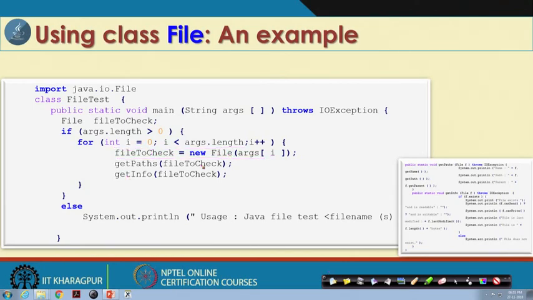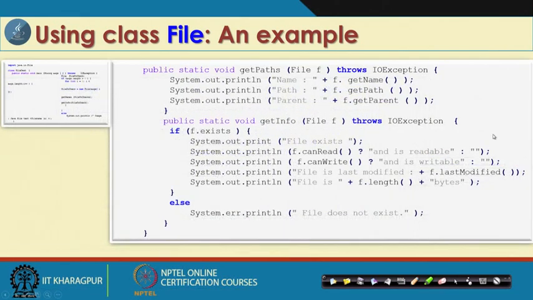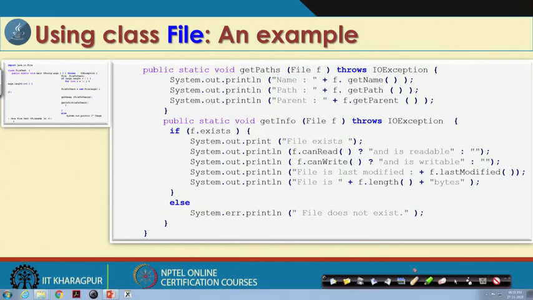Now, for this file we will call the methods getPath and getInfo. These are the two methods we define under this class. Let us see what the getPath method and getInfo are. These are user defined methods. Here is the getPath method, as you see, which is defined under this FileTest class. Under this method, getPath, now if you see, f.getName.